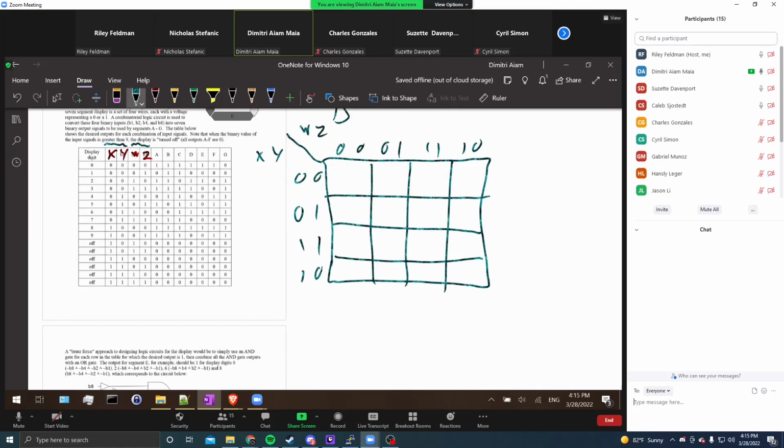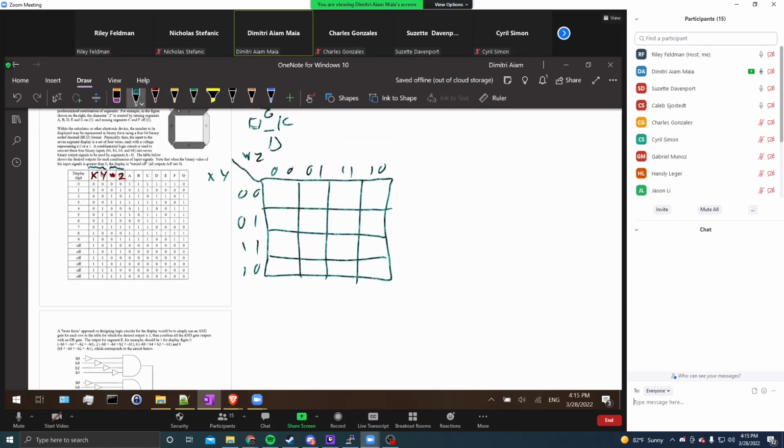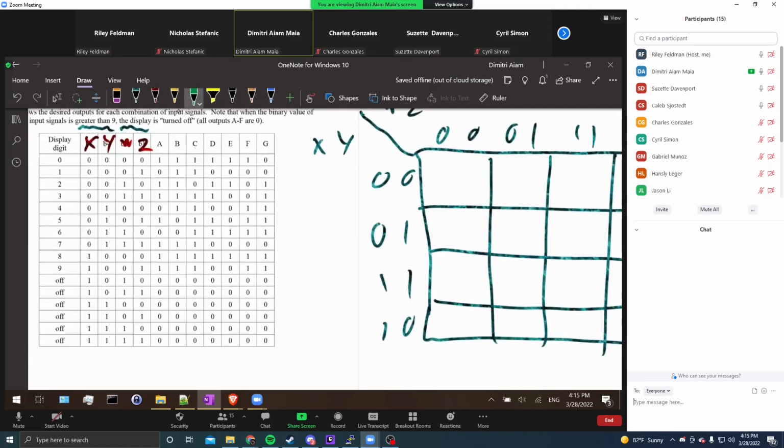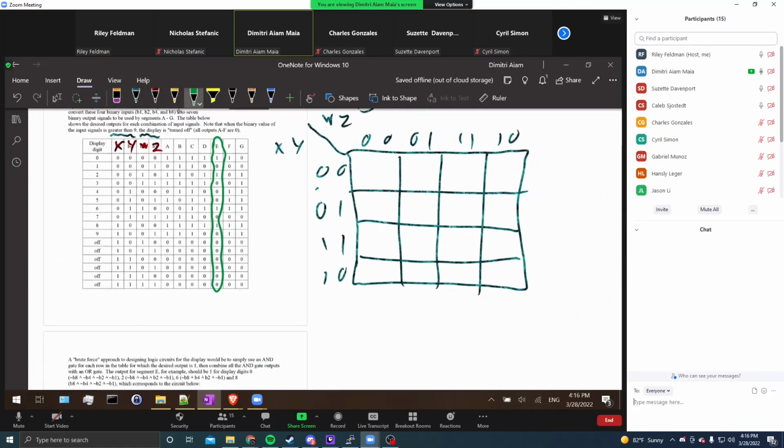So for example, let's make the segment E, because we have the answer over here. The segment E is this segment over here. So these numbers will correlate with the numbers over here for X and Y. Does it make sense? I think so.